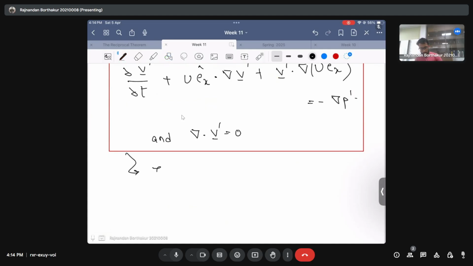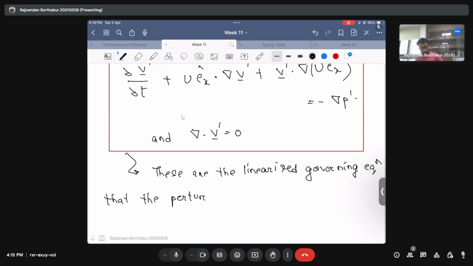So these are the linearized governing equations that the perturbed variables, which are the unknown variables, v dash and p dash, satisfy.